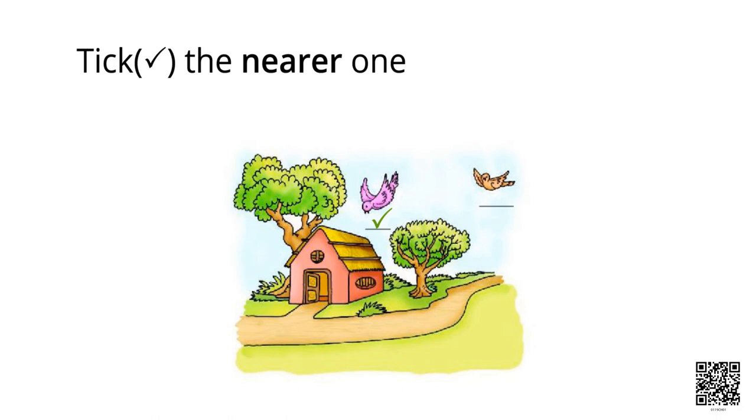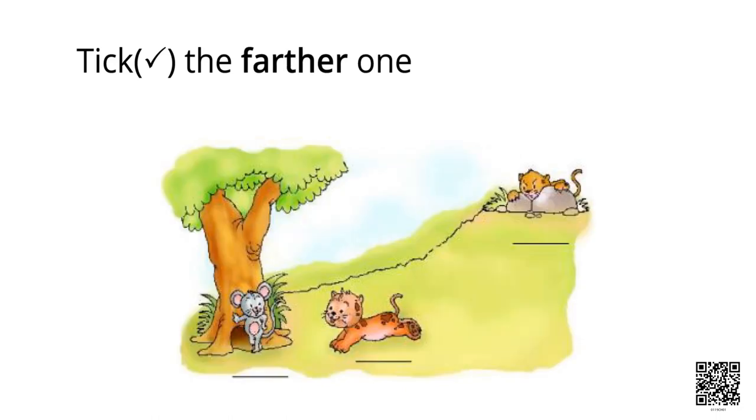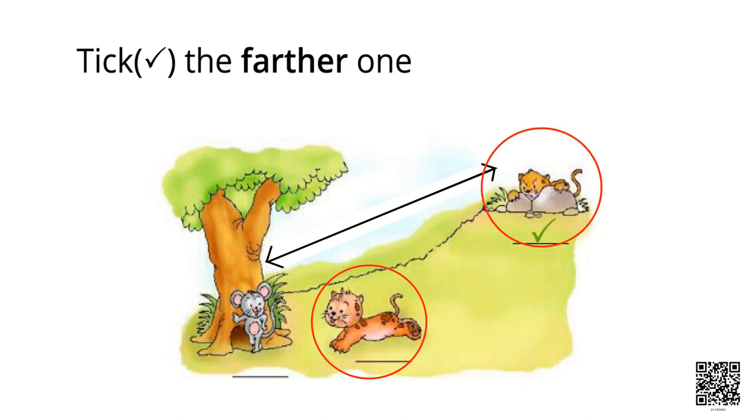Yes. The pink bird is nearer to the house. Okay. Now see here. You have to tick the cat which is farther from the tree. Look. That cat is far away. Very good, dear child. That cat is far away. So it is farther from the tree. Tick mark. This cat is nearer to the tree and that cat is farther from the tree.